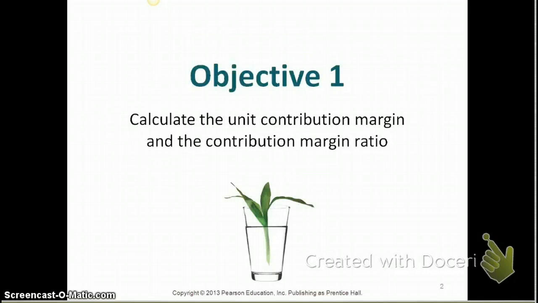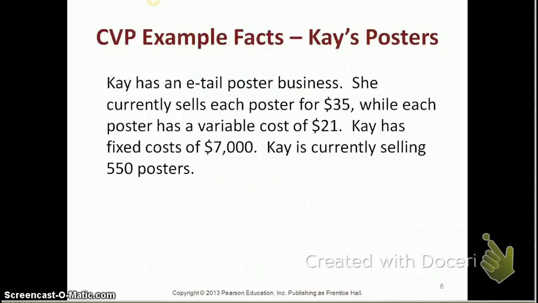The first thing we're going to do is calculate the unit contribution margin and the contribution margin ratio. To do this, we're going to use this particular example, and we're going to continue with this example throughout all the different ratios and different formulas in this book. So be sure to pause the video and read the question and note down the relevant data. Let's take a look at what they tell us.